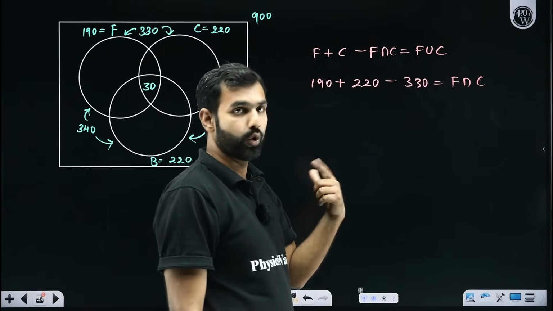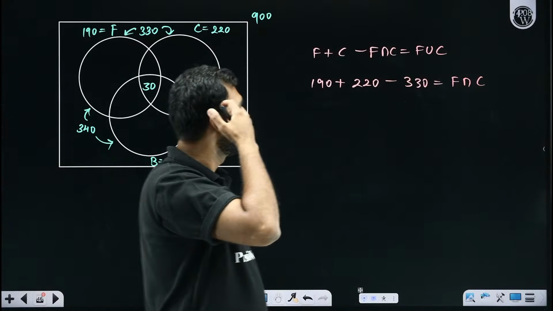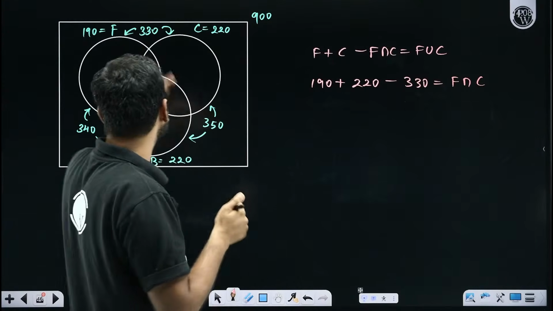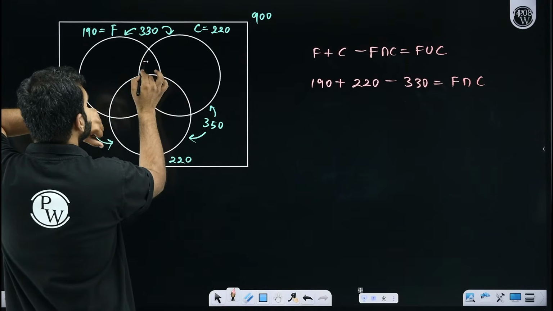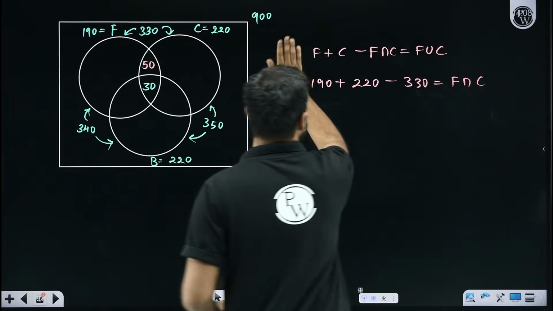So with this, 190 is, let's say, approximately 200. 200 plus 220 is 420. 420 minus 330 is how much? I think 80. So this whole is 80. Out of this, which is 30, so this should be 50. Everybody got this? Everybody understood this logic, or shall I re-explain this?